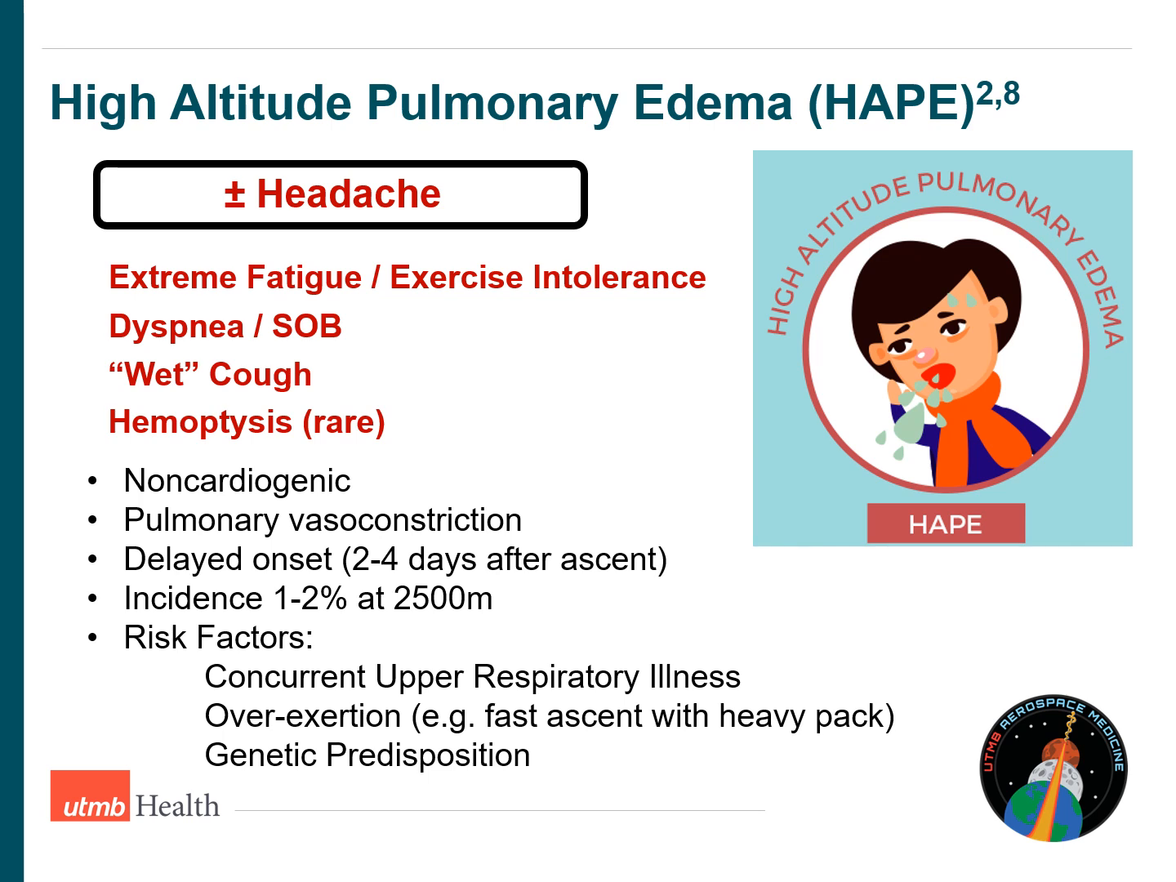It is theorized that there may be a genetic predisposition to HAPE. However, heavy exertion or concurrent upper respiratory infection can also increase your chances of developing it.